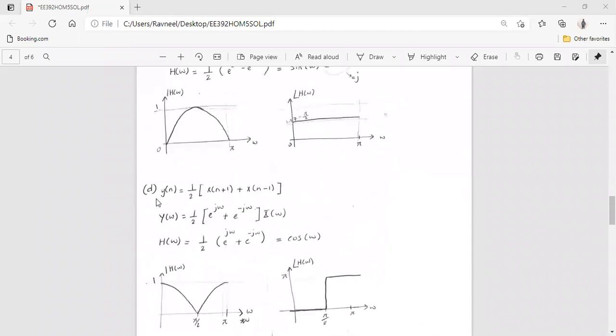Likewise, it goes for these two parts as well, right? In this particular case, for D, the system response comes to cos omega, right? The system response is cos omega. So basically, we do not have an imaginary part. We just have a real part, right? So this is basically my magnitude, that is magnitude of cos omega.